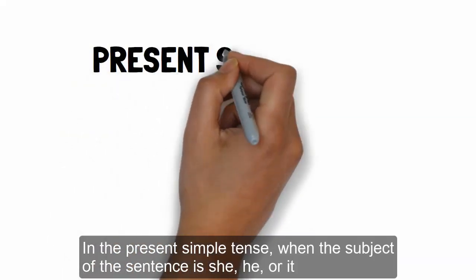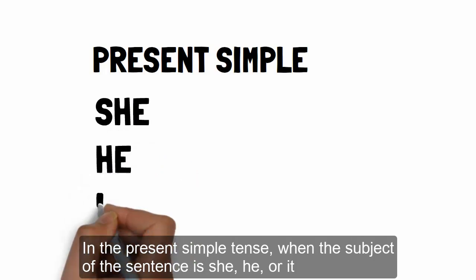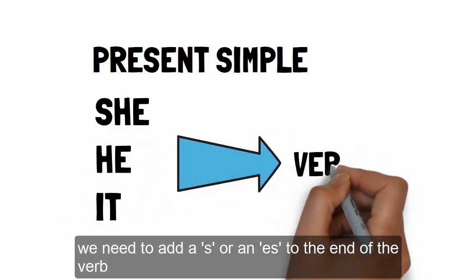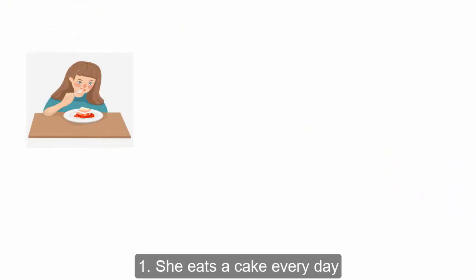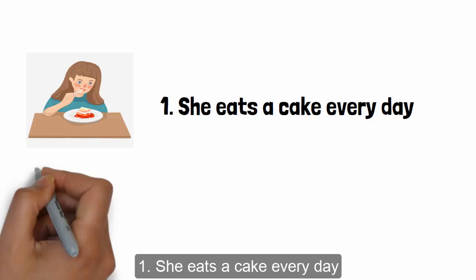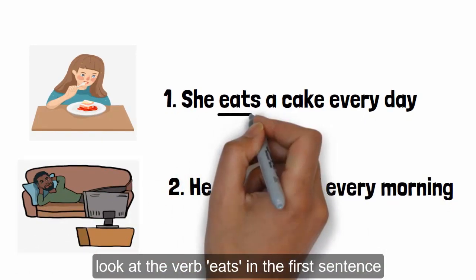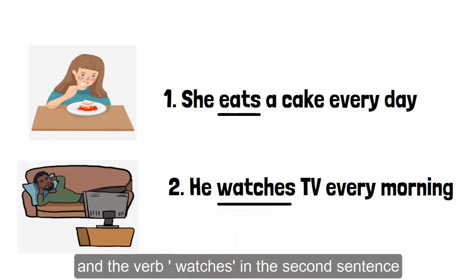In the present simple tense, when the subject of the sentence is she, he, or it, we need to add an s or an es to the end of the verb. For example, 1. She eats a cake every day. 2. He watches TV every morning. Look at the verb eats in the first sentence and the verb watches in the second sentence.